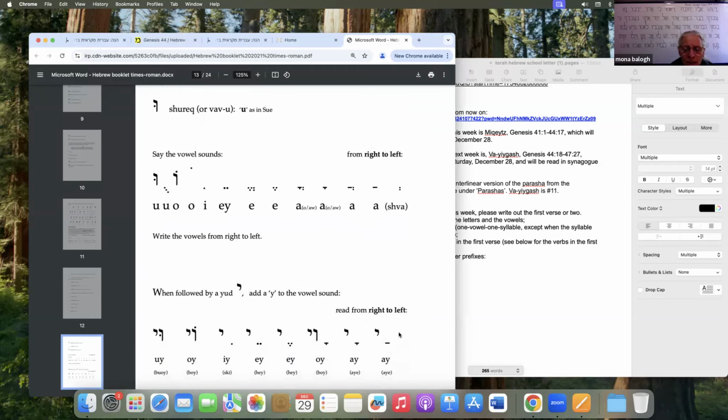All right, so now you know all the letters and all the vowels that you need to know. Now you make syllables. One vowel makes one syllable. A bunch of letters together, if they only have one vowel, make one syllable. So tav, hirek is t.